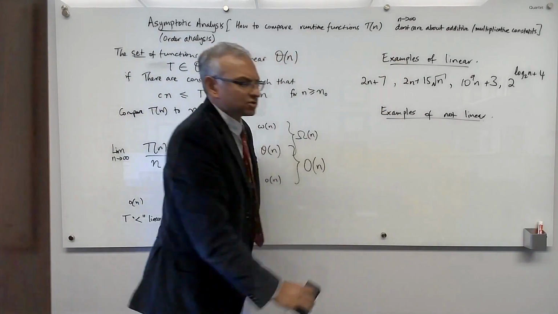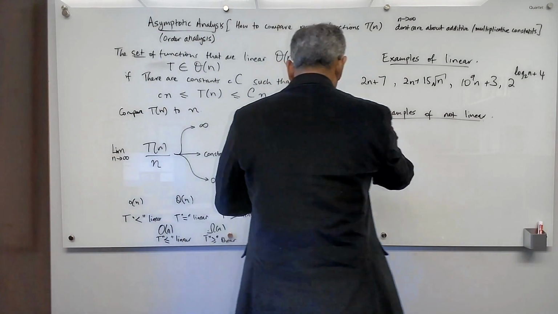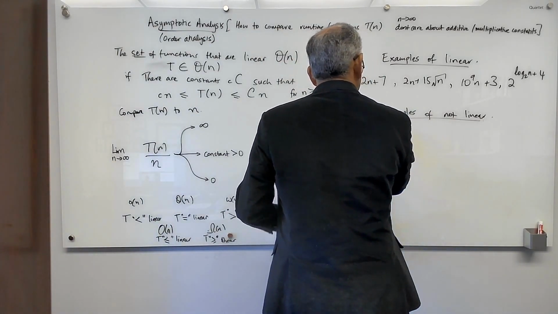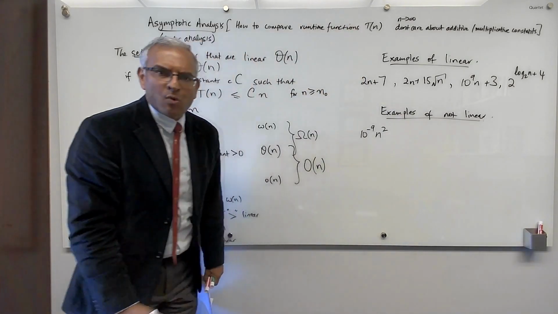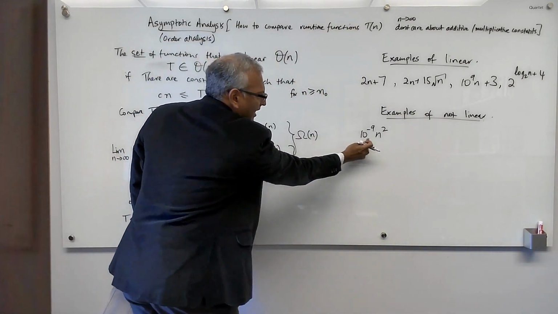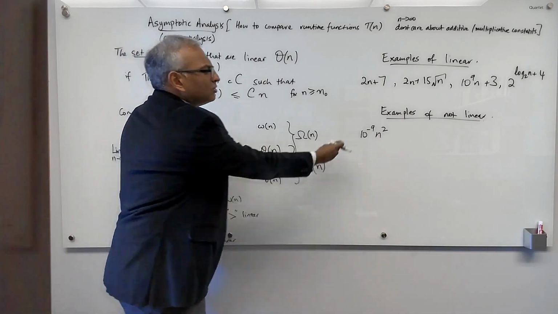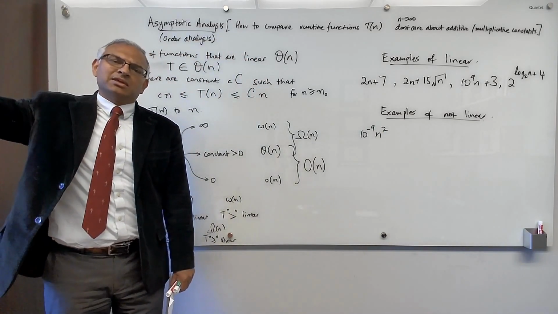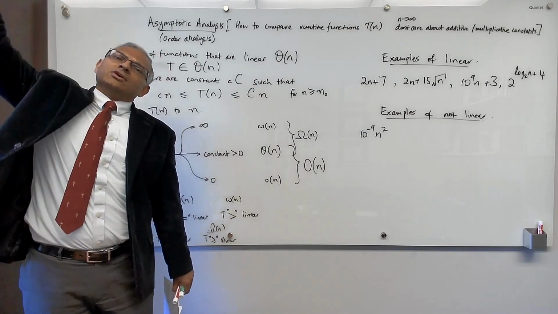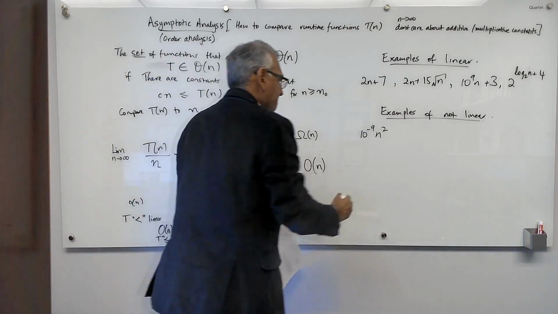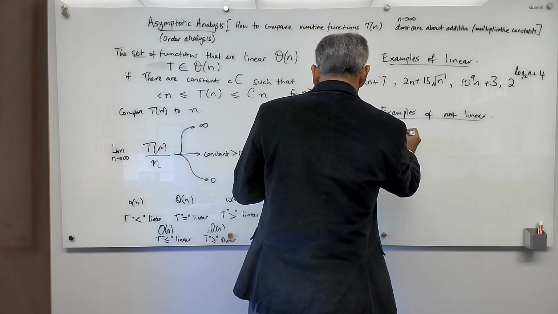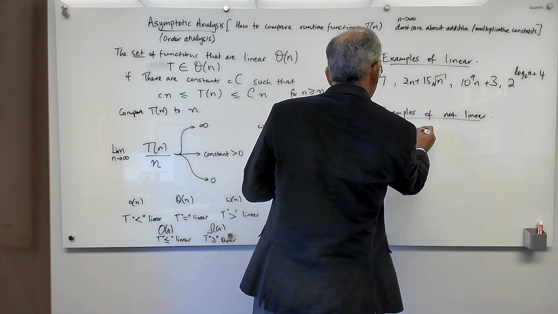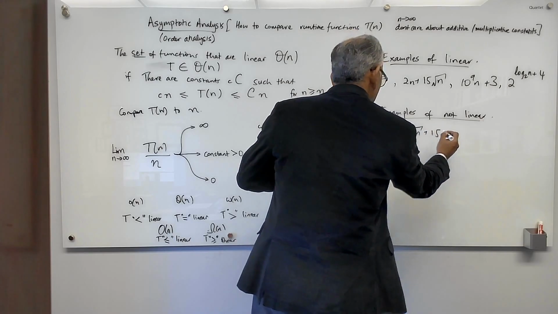Now, examples of not linear. Okay, 10 to the minus 9n squared. Wow! 10 to the minus 9n squared. So minute running time as long as n squared is less than 10 to the 9. But once n squared gets big, it's going off quadratically, so non-linear. Okay. 10 to the 9 square root of n plus 15, not linear.